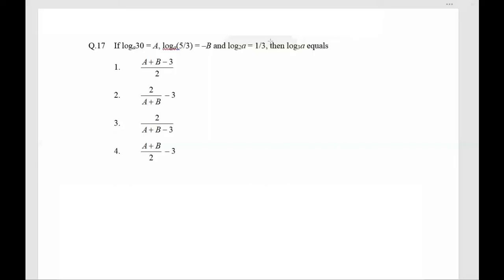As we know, log is one of the consistent topics of CAT, and in this CAT 2020 slot 3 also we got a problem of logarithm. What we have: log 30 base a is equal to capital A. Log 5 by 3 base a is equal to minus B.